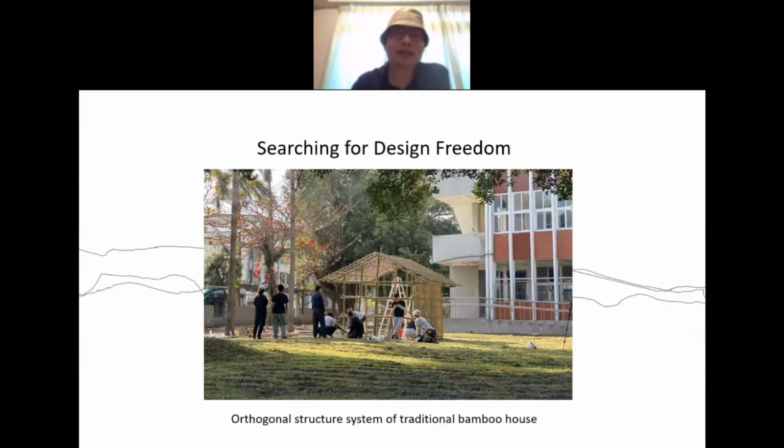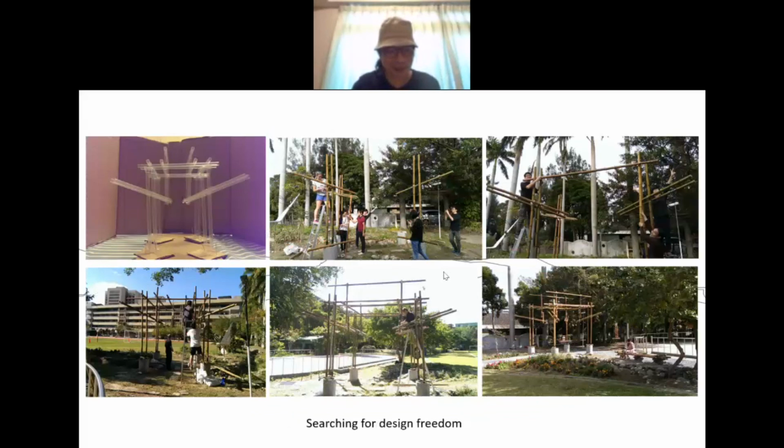Okay, so after the completion of the project, we keep going on searching for design freedom. By talking about design freedom, we are really talking about trying to find a craft system free from the orthogonal structure system of traditional bamboo houses. As this one, it always has this orthogonal system and roof rafters. So one case is what we call the Dancing Gate project, in an elementary school. We use double bamboo posts and weight balance to achieve the structural rigidity.